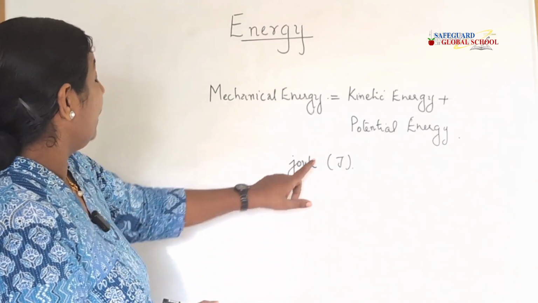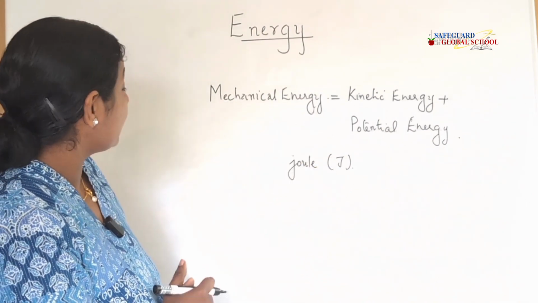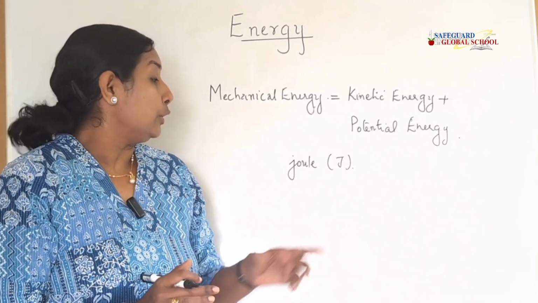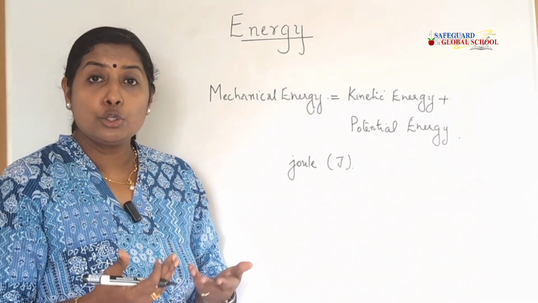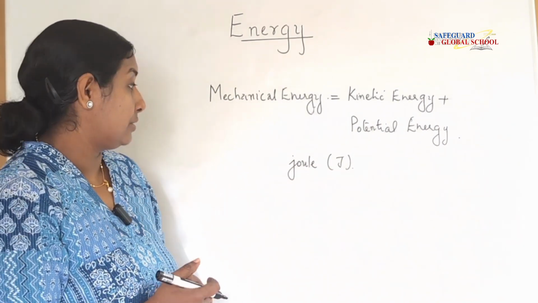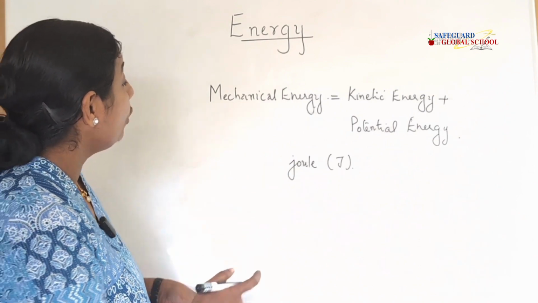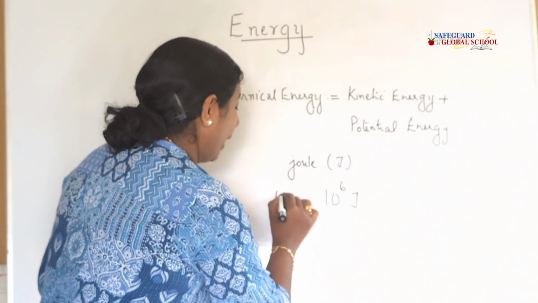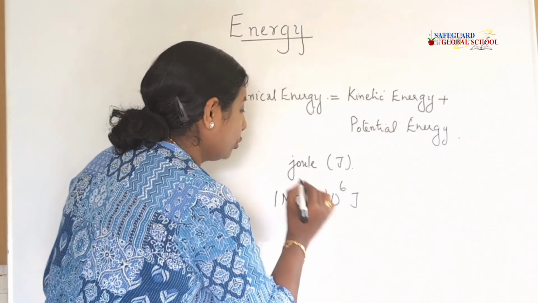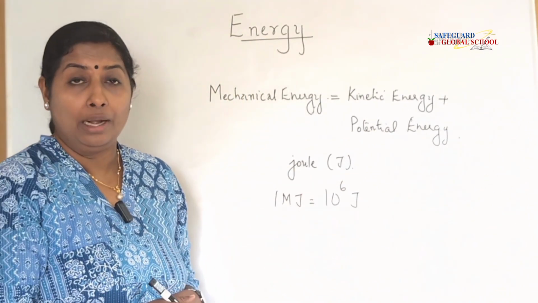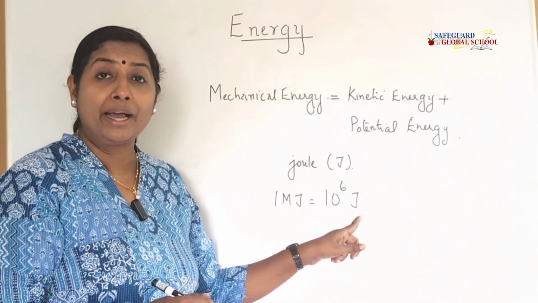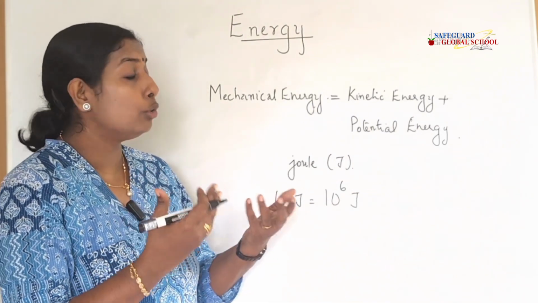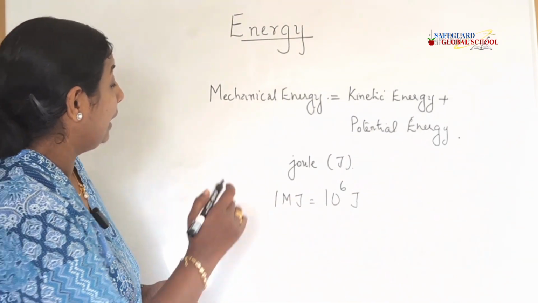Joule. In certain cases, we use this joule as megajoule, microjoule, etc. So, megajoule means 10 raised to 6 joule. So, 1 megajoule is equal to 10^6 joule. That means 1 followed by 6 zeros is a higher unit of energy.